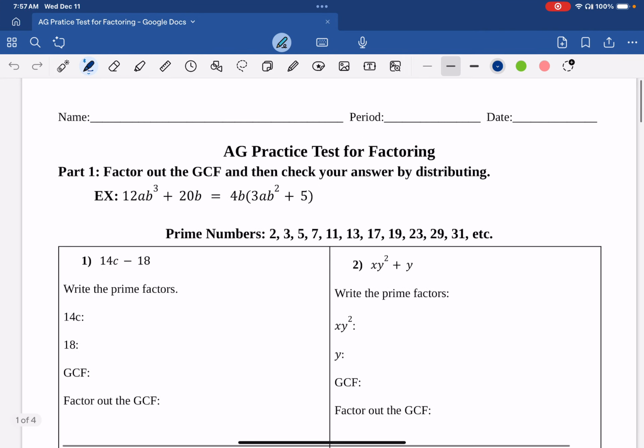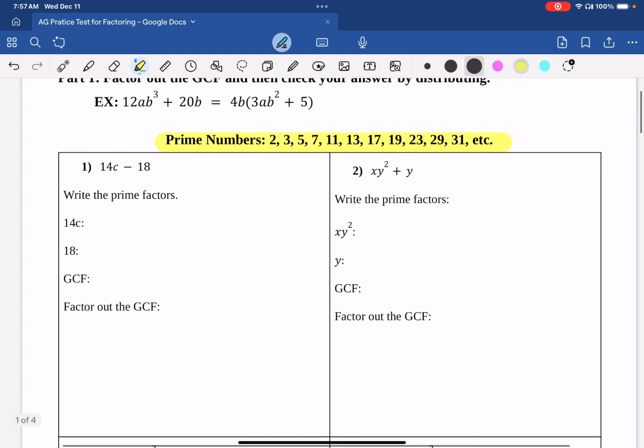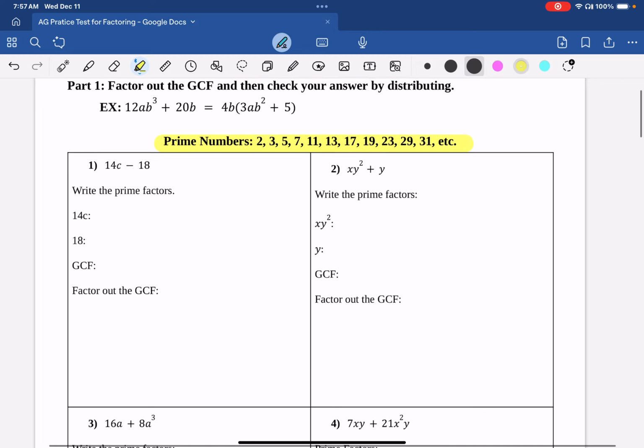All right, ladies and gentlemen, this is going to be the practice test for the factoring unit. This test looks exactly like the test is going to look like with different numbers. So when I give you the prime numbers here at the top, you will have that available to you on your test as well. Let's do problems 1 through 4 in this section of this video. We'll do all of part 1.